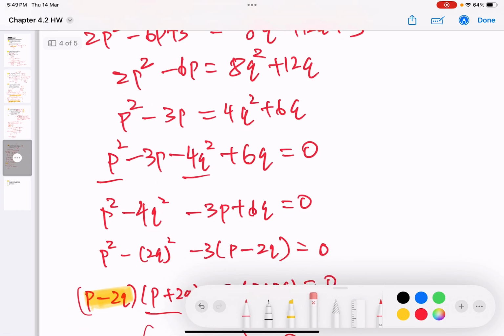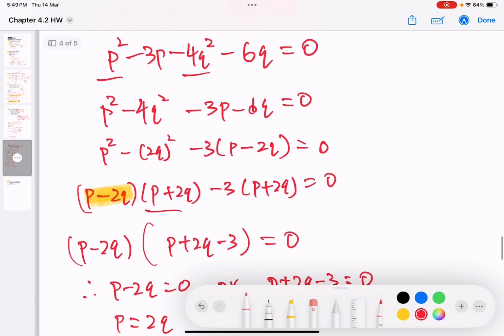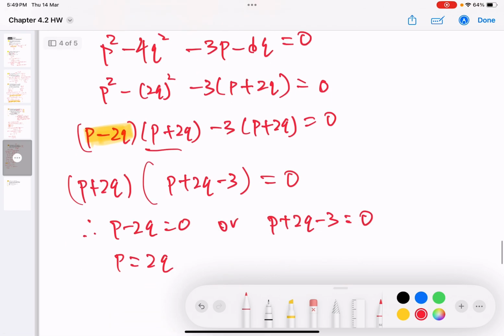Okay, wait, I made a mistake here. This one, if I bring it over, is a negative. No wonder the answer is a bit wrong. Okay, so here should be a plus. So I should factorize out the plus, and what I should be left with in this case is going to be p minus 2q minus 3.